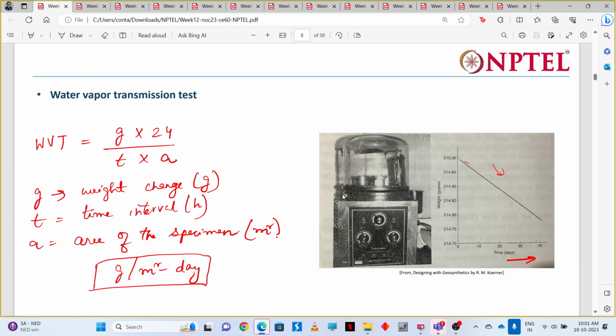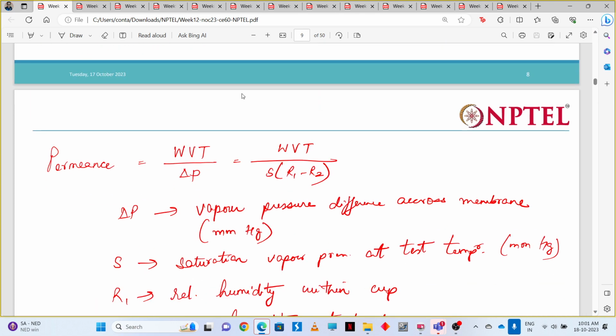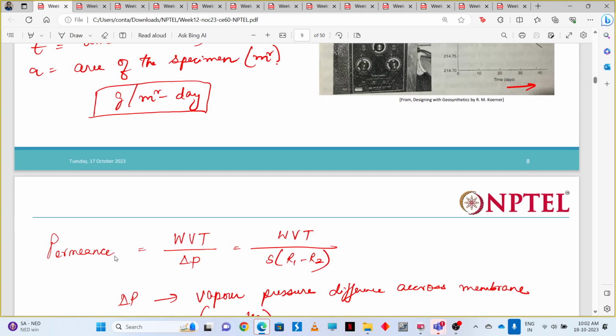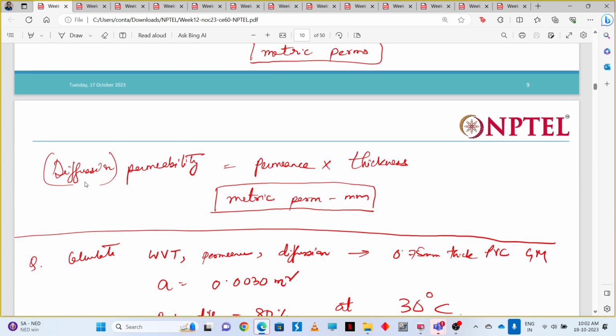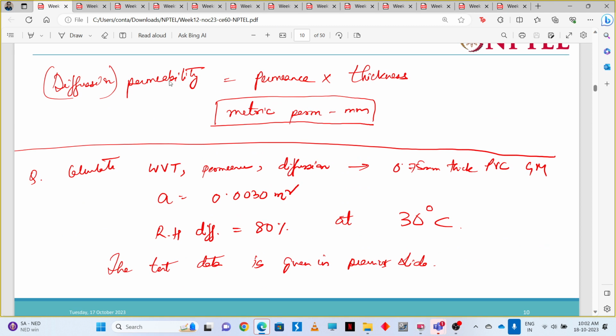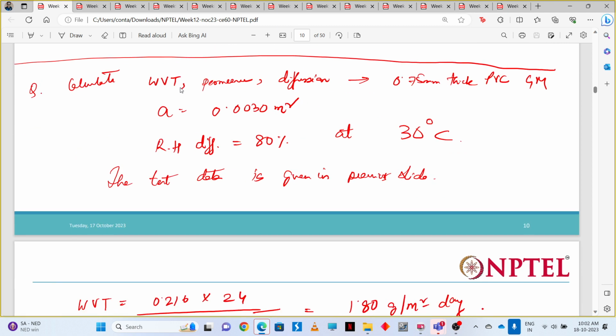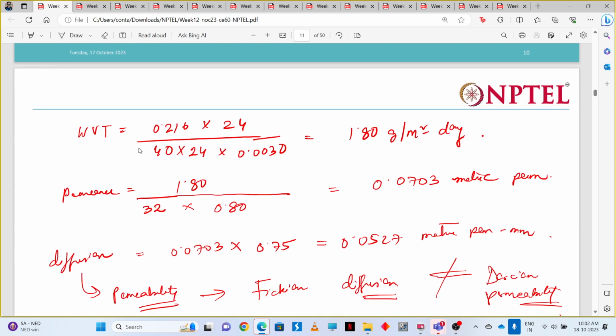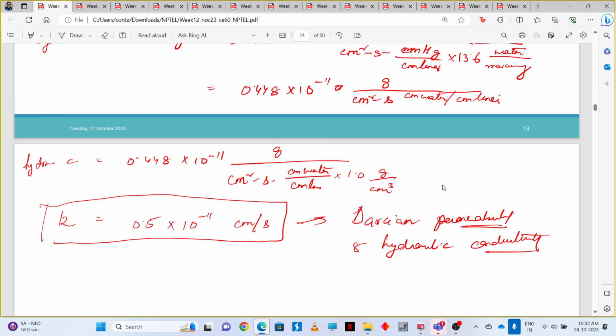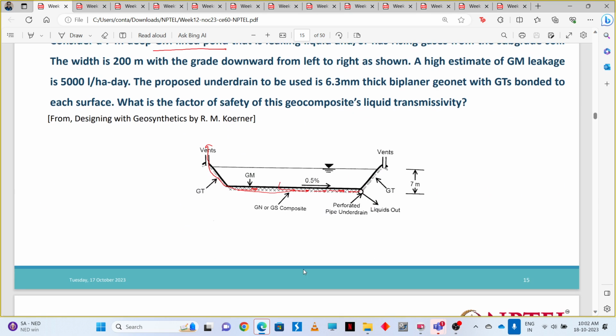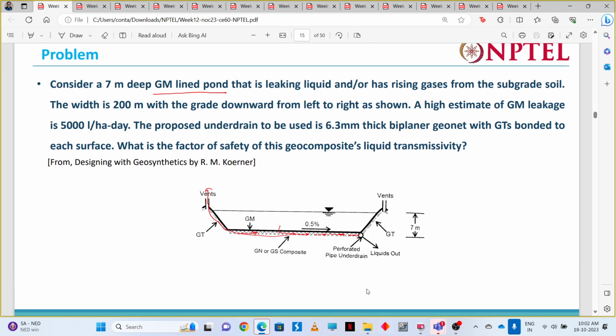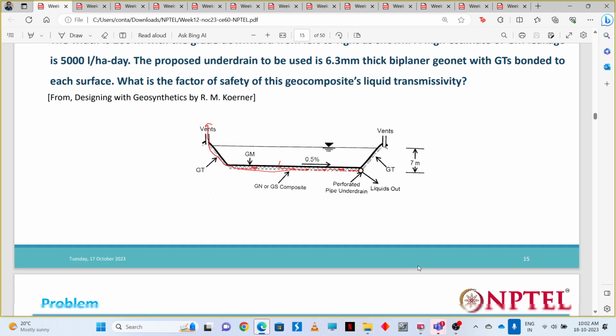So we saw what the water vapor transmission test is, how to do it, and how to do the calculation from water vapor transmission, how we can get the permeance and the Fickian permeability or diffusion. And this permeability is not Darcy permeability. This permeability is Fickian diffusion, right? So this permeability can be converted to Darcy permeability by just manipulating, playing with the units. So we did that one also. You change the units and convert this to Darcy permeability or hydraulic conductivity. And this problem is solved regarding the drainage of leachate.